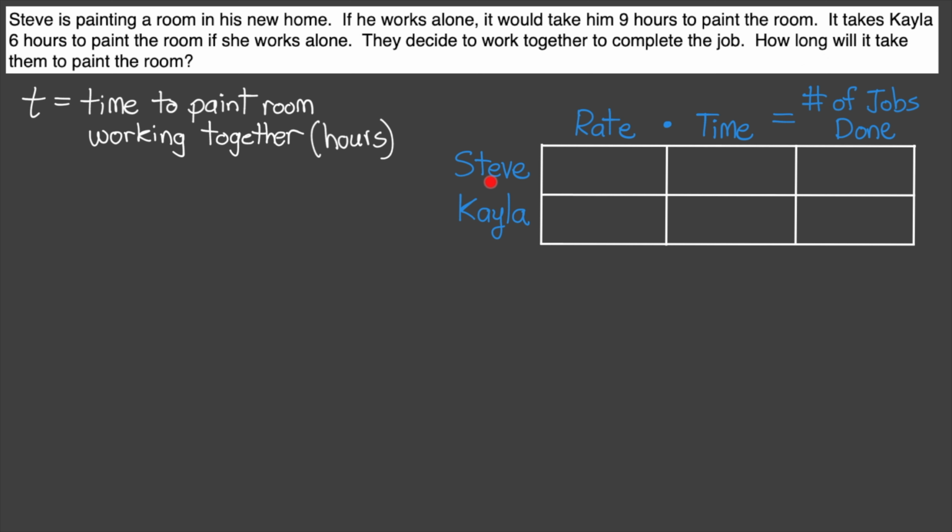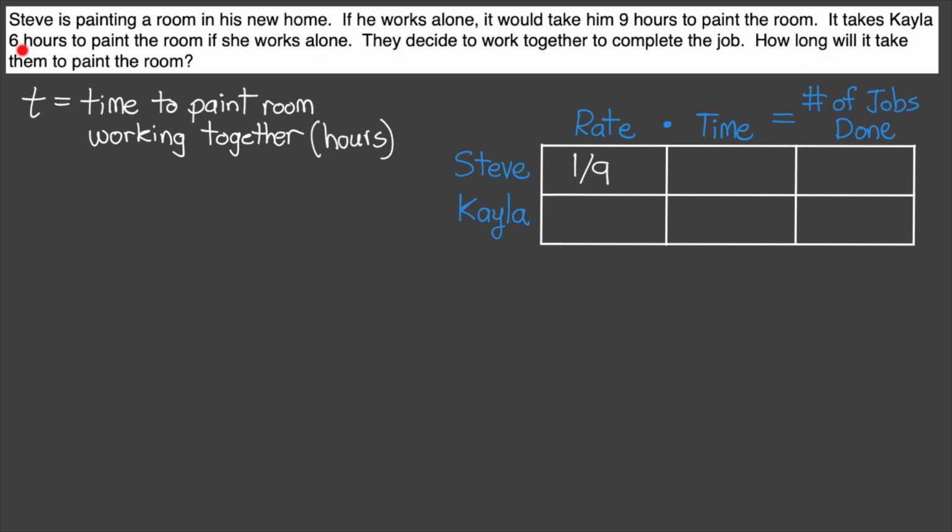So the rate. So what is Steve's rate? Well, if he works alone, it will take him 9 hours to paint the room. So how much of the job does he get done in 1 hour? So this is tricky. It's actually 1/9. So he gets 1/9 of the job done in an hour. So the rate is how many rooms he can paint per hour. So he can paint 1/9 rooms per hour.